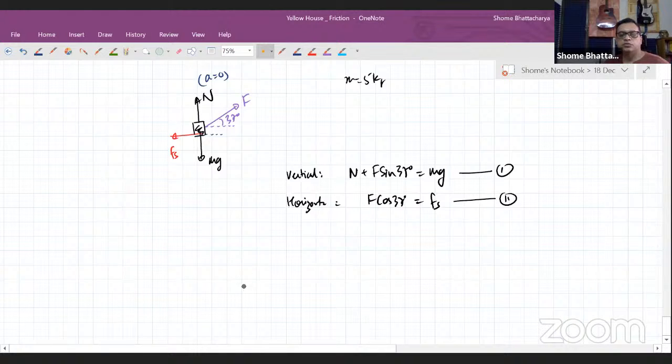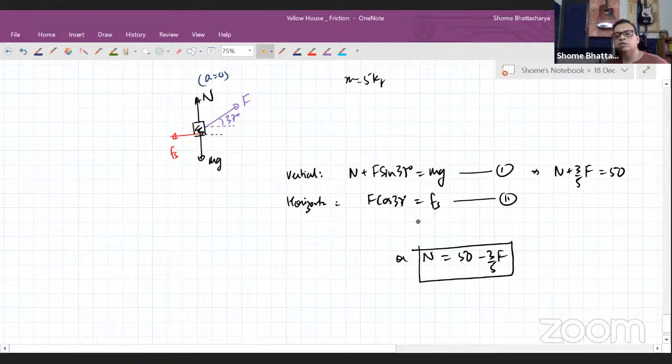So this one is telling us that N plus 3 by 5 F is equal to 50. Or in other words, N is equal to 50 minus 3 by 5 F. This is what I am getting from equation 1. And from equation 2, I am getting that static friction is equal to 4 by 5 F.